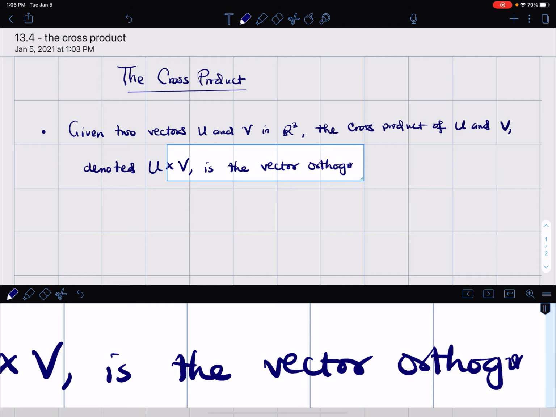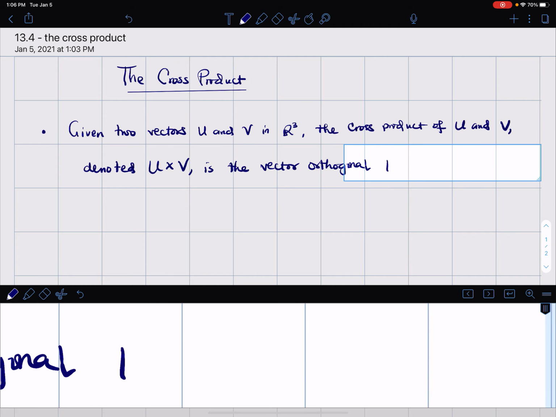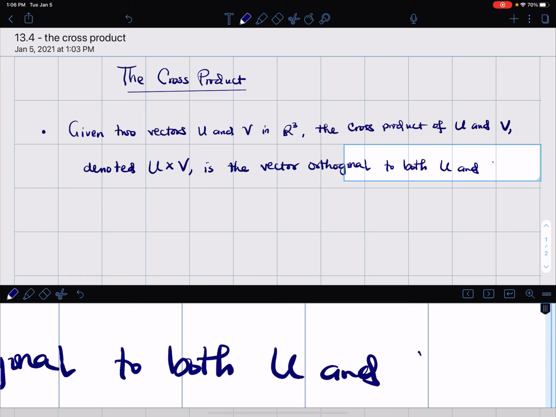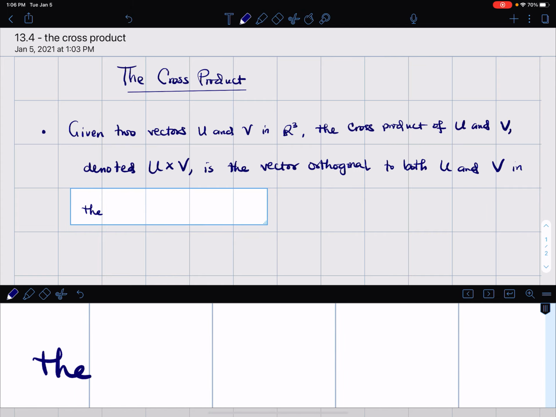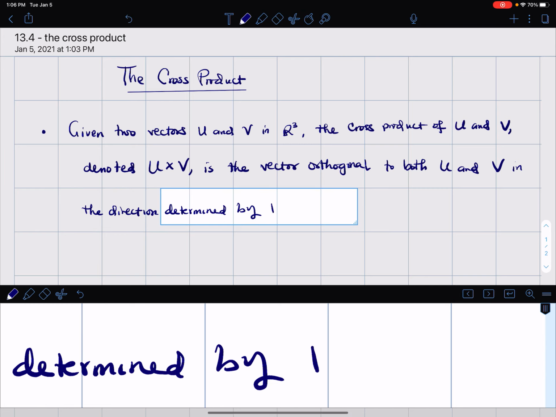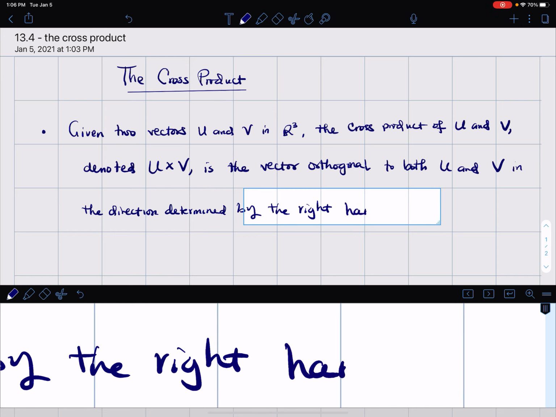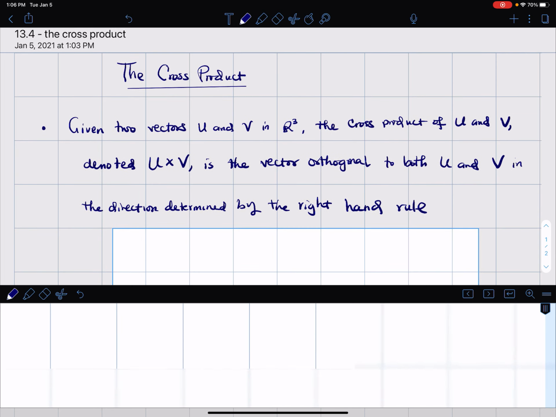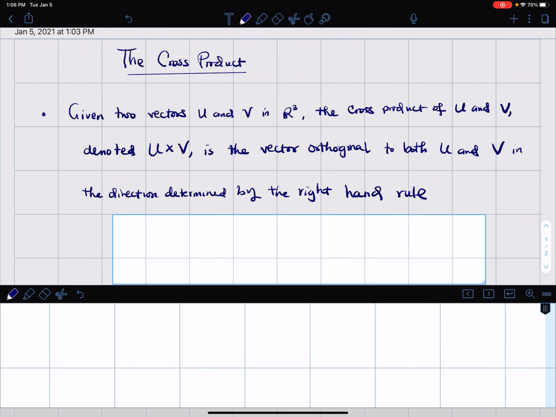orthogonal to both u and v, in the direction determined by the right-hand rule. This is a lot. All right. So let's look at two vectors.